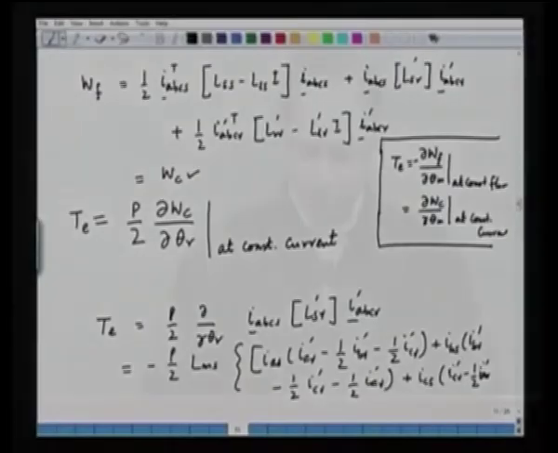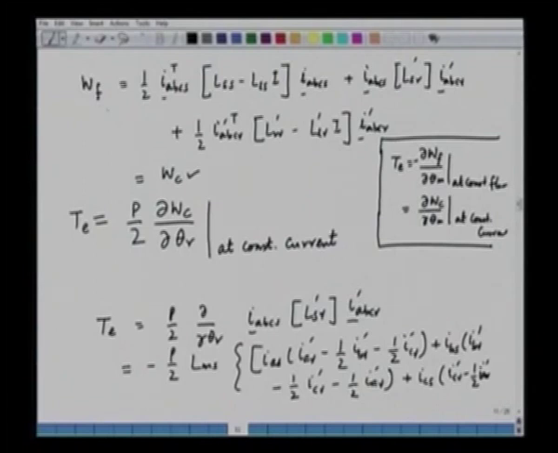The equations of the induction machine in phase variables, that is, in ABC variables of the stator and ABC variables of the rotor. We have also derived the expression for the torque in ABC variables, which was a little complicated. Now, if you see the equation for the torque in ABC variables, let us see this slide.